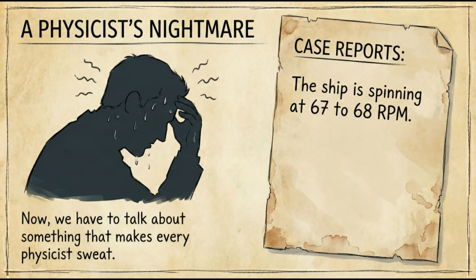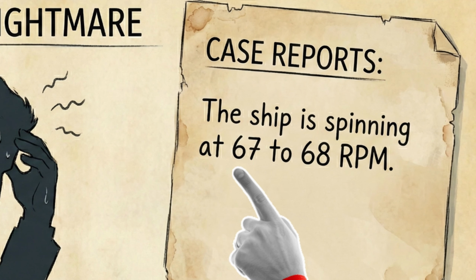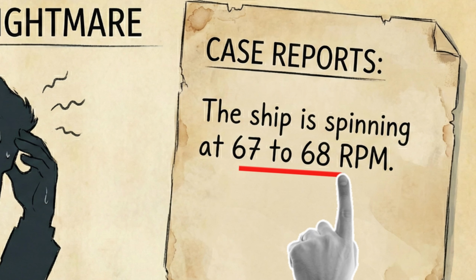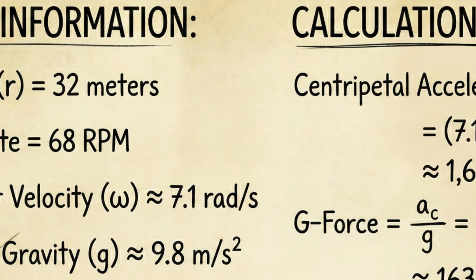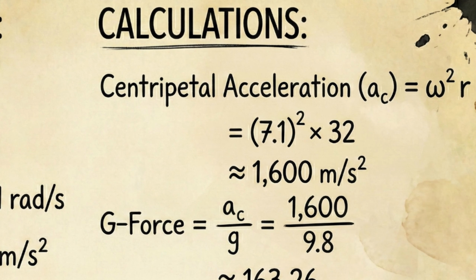Now, we have to talk about something that makes every physicist sweat. Case reports the ship is spinning at 67 to 68 RPM. Let's run the math on that because it's terrifying. If the Endurance has a radius of 32 meters and it spins at 68 RPM, which is roughly 7.1 radians per second, the centripetal acceleration at the outer ring is a_c equals omega squared r, which is 7.1 squared times 32, which is approximately 1,600 meters per second squared.